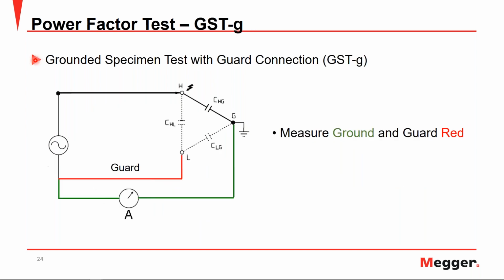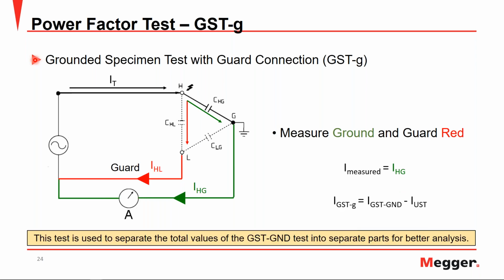Lastly, we have the grounded specimen test with guard connection, or the GST-G. In this situation, we can see the measurement lead in red being guarded and bypassing the ammeter, where the ground lead has the path through the ammeter. So if we have our total current being injected, we have our 2 current paths, again, high to low and high to ground. This time, our high to low leakage current will bypass the ammeter, and therefore only the leakage current from high to ground will be measured. Therefore, our measured current is our leakage from high to ground.